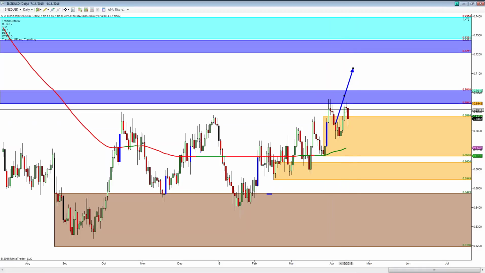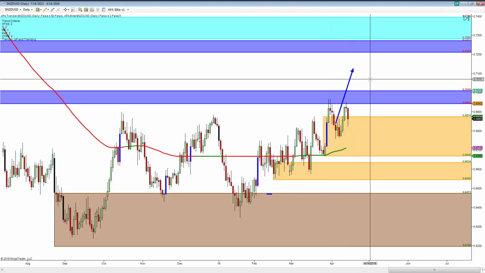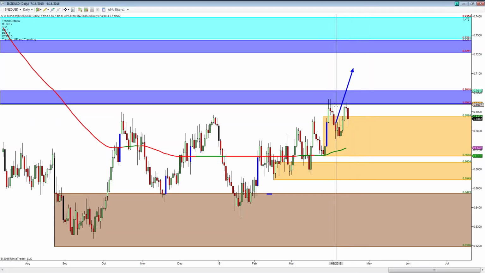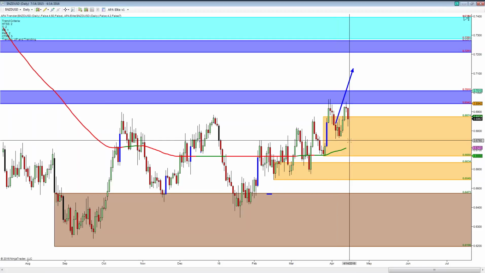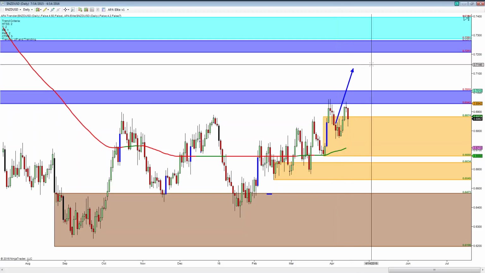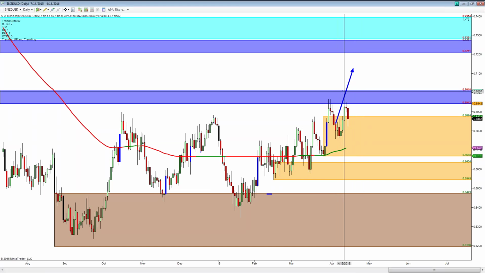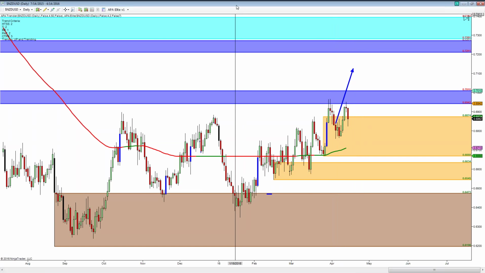It does look like it's failing. However, it might just mean that we're going into a period of range, and then we know the range is from up here to down here. But I'm still looking to the upside on this market as well.